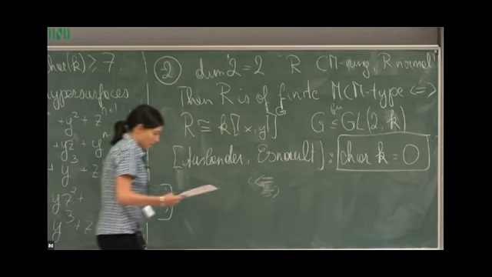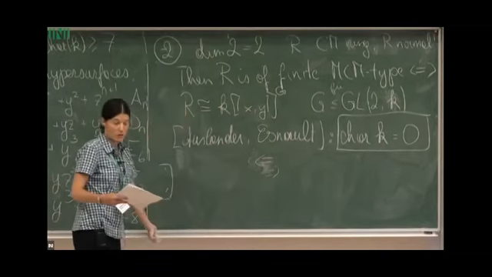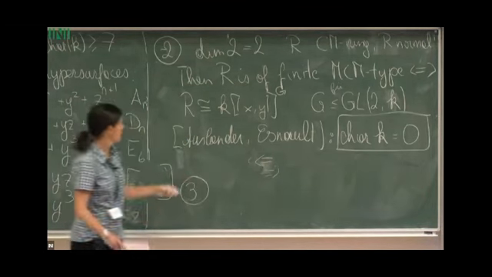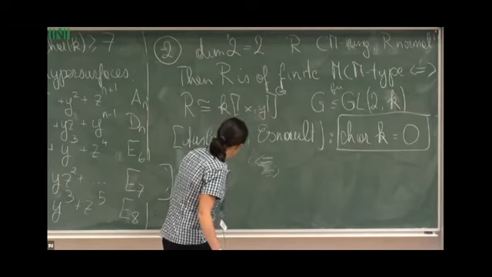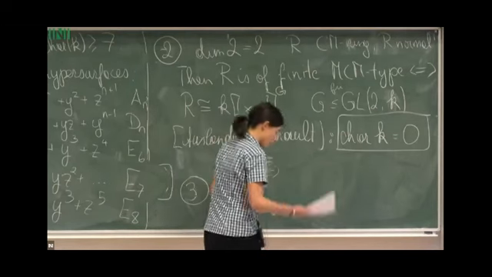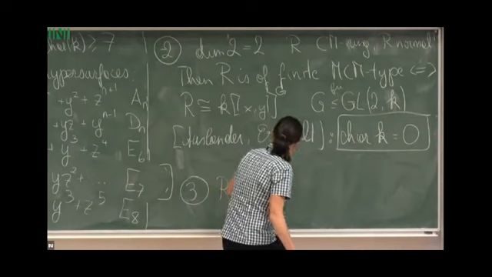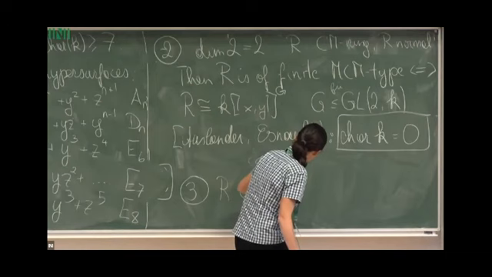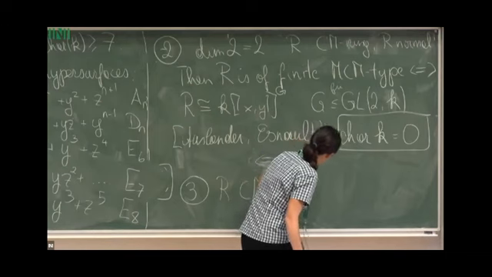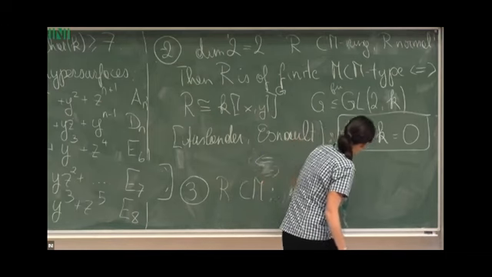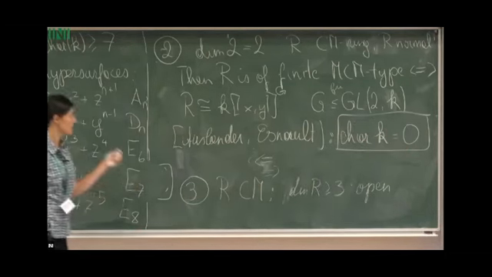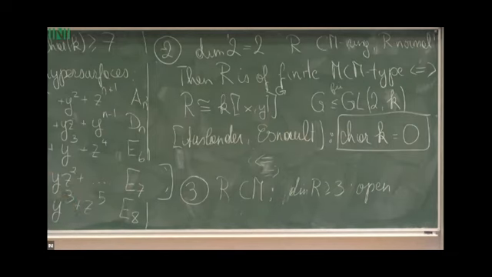Okay, so this is dimension 2. Well, in higher dimension, it's more or less open. If R is just any Cohen-Macaulay ring with dimension of R greater or equal to 3, then the problem is open. There are some examples known, and there are conjectures that these examples are the only ones, but it's not really proven.